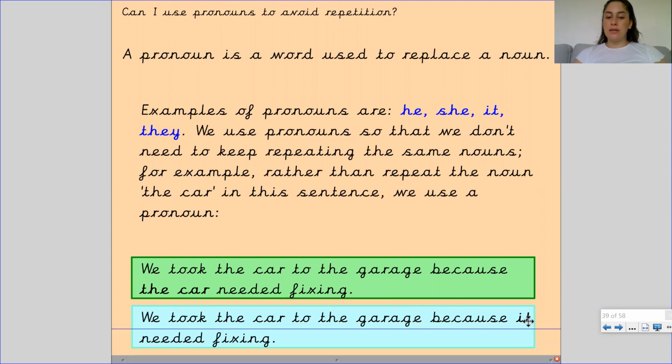It wouldn't make sense if we used the pronoun in the beginning part of the sentence. We wouldn't really say we took it to the garage because the car needed fixing, because we want to give the reader some information about what we're talking about at first, and then the second time we repeat it, we can replace it with a pronoun. Okay.